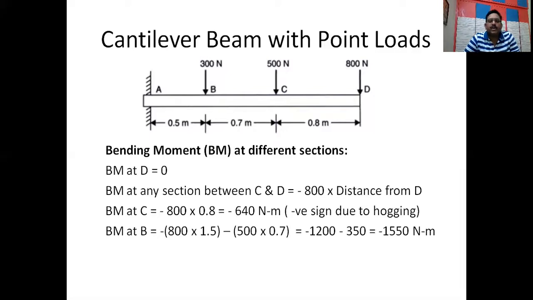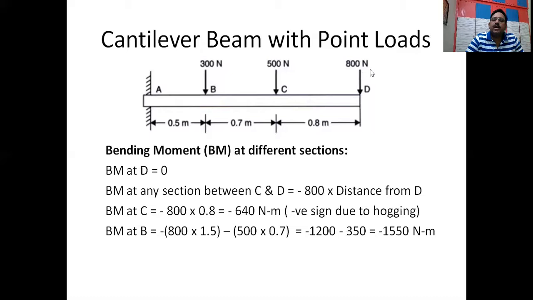Now I want to find out the bending moment at B. How to find out the bending moment at B? Clearly, we can see how many forces are there to my right side, excluding at point B. So there are two forces, 500 newtons and 800 newtons.